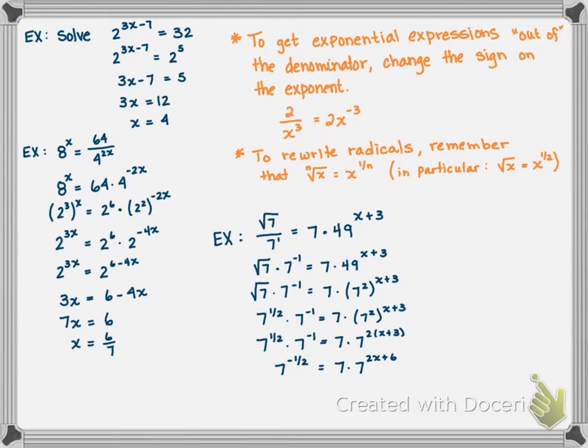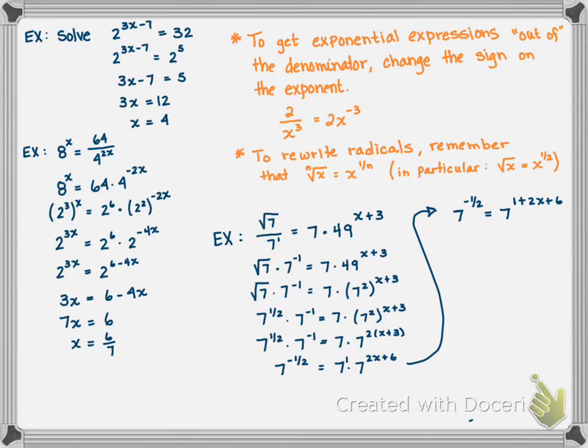Yeah, we want to combine the two expressions on the right into a single one, right? The operation between them is multiplication. And remember, this is a 1. So what do we do with the exponents when we multiply? We add the exponents. So we have 7 to the negative 1/2 equals 7 to the 1 plus 2x plus 6.